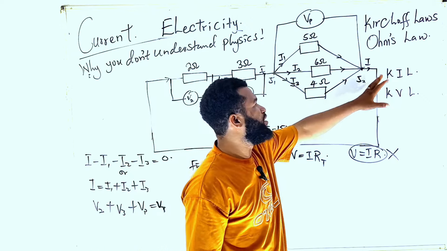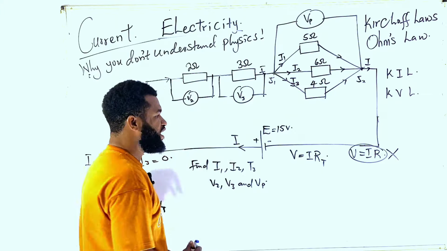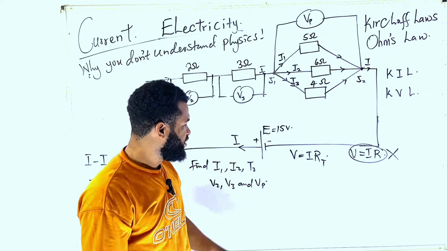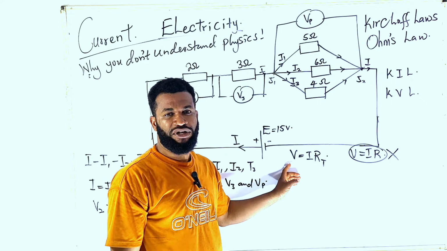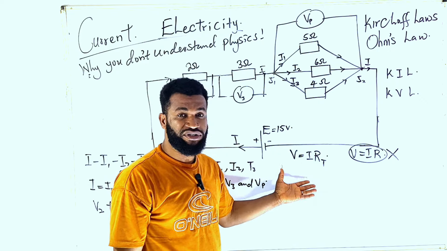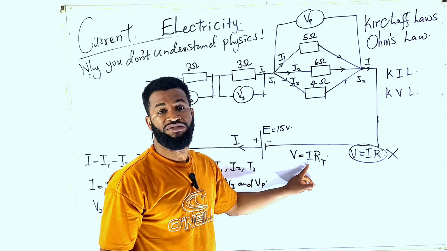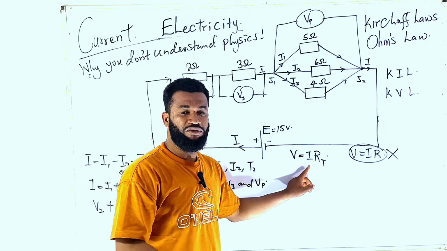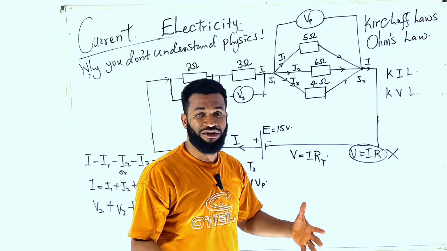These are the laws according to Kirchhoff. Now let's talk about Ohm's law. Ohm's law says that the voltage, the PD, the potential difference across any two points in a circuit is directly proportional to the current flowing through those same points, when temperature and other physical conditions are constant.